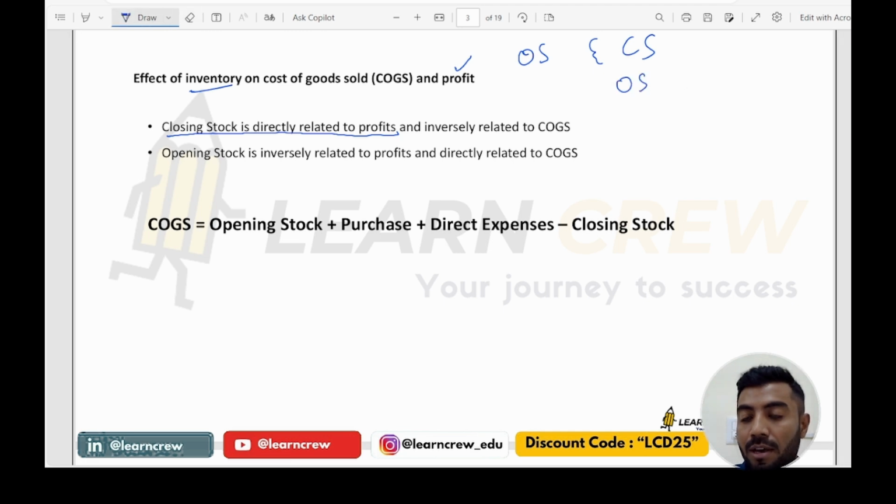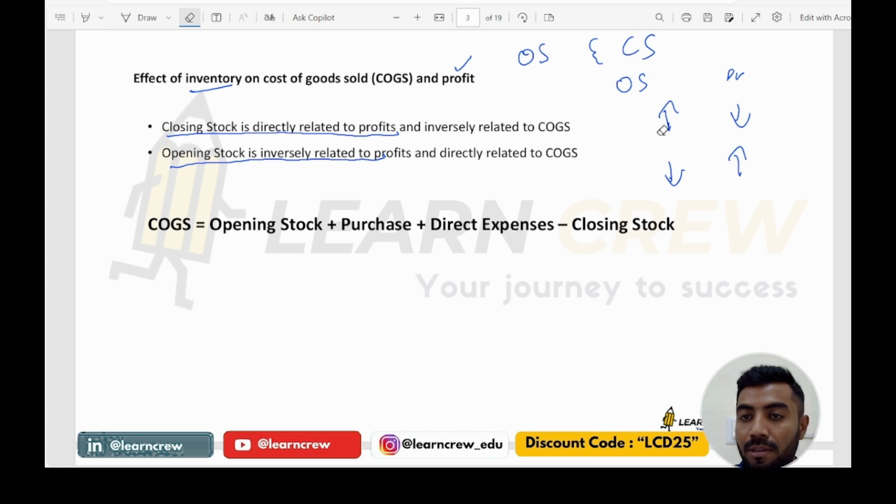So opening stock, what happens here? Opening stock is inversely related to profits. If the opening stock is increasing, the profit will be decreasing. If the opening stock is decreasing, the profit will be increasing. So the opening stock is inversely related to profits. So how does it happen?